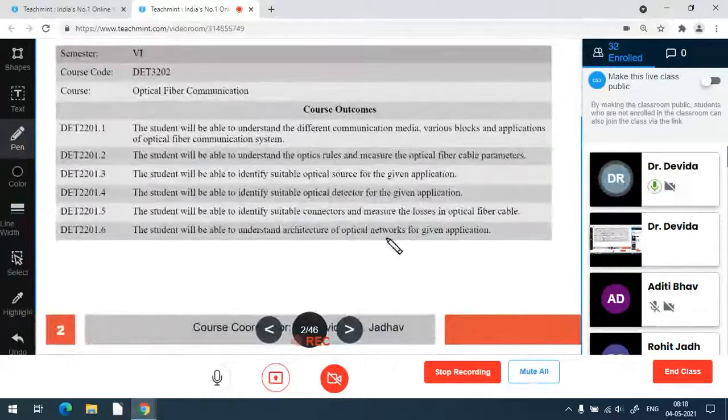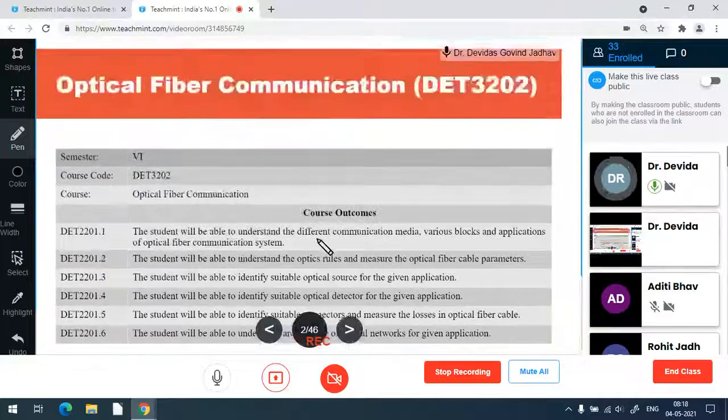Course outcomes: the students will be able to understand different communication media, various blocks and applications of optical fiber communication system. The students will be able to understand optics rules and measure the optical fiber cable parameters. Students will be able to identify suitable optical source for given application. Students will be able to identify suitable optical detector for a given application. Students will be able to identify suitable connectors and measure losses in the optical fiber cable. Students will be able to understand architecture of the optical network for given applications.